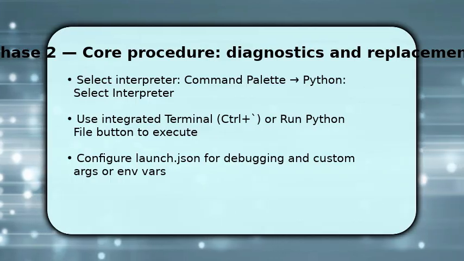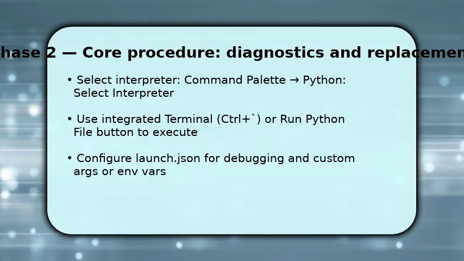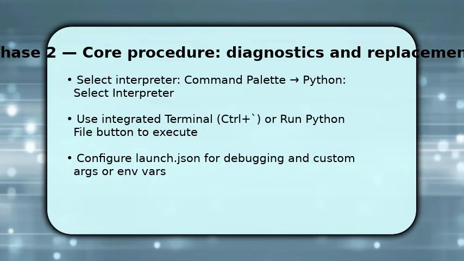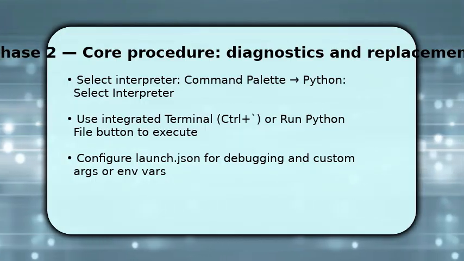If you need breakpoints or arguments, create a launch.json. It lets you pass args, set env vars, and choose console type for clearer output.